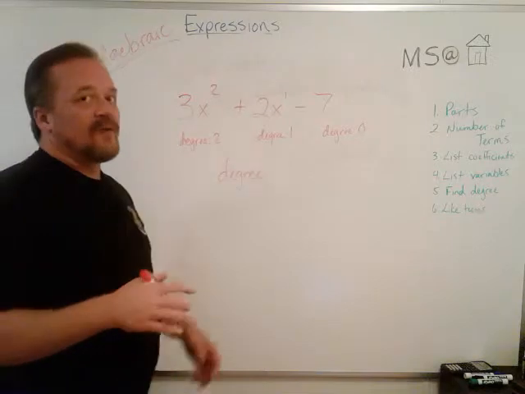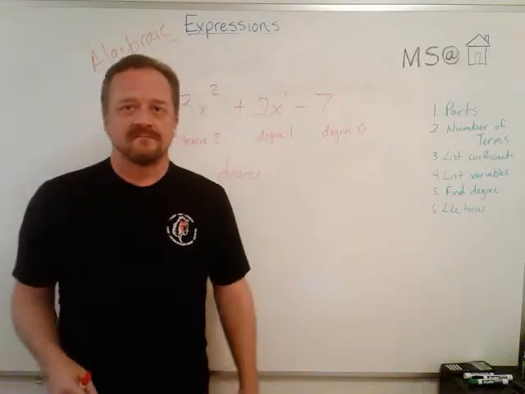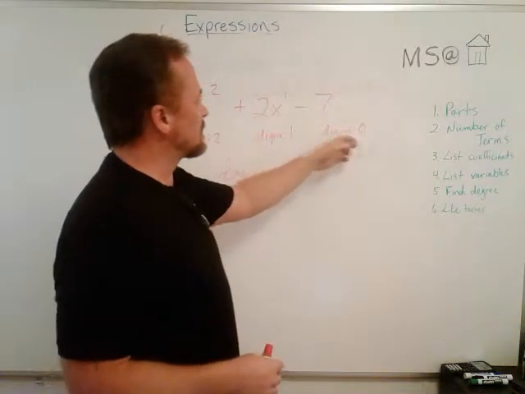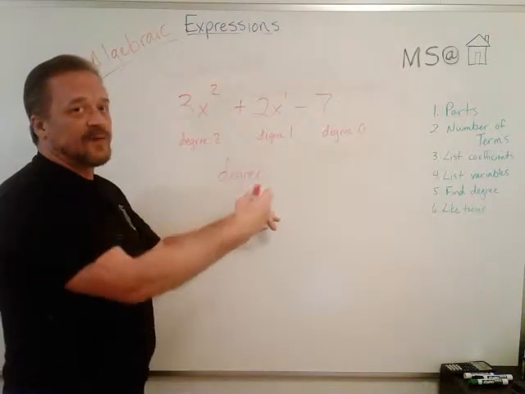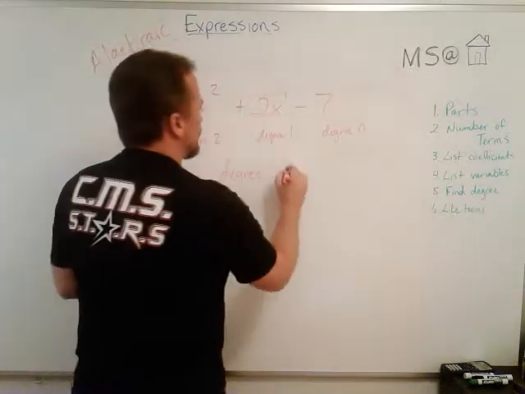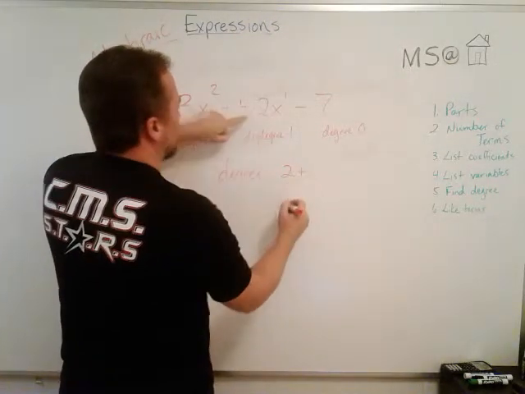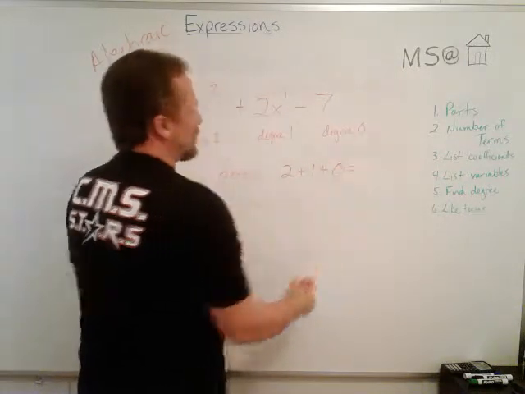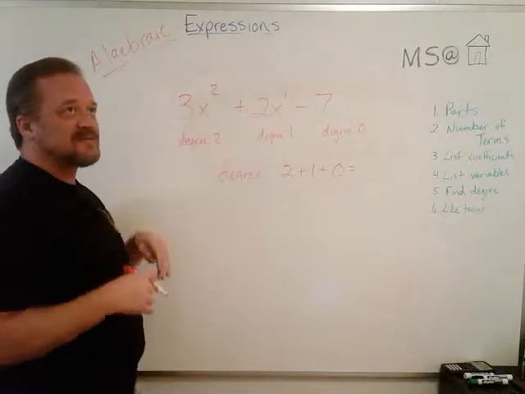So I have the degrees of all of my terms, okay? What's the degree of the whole expression? Well, this term has 2, this term has 1, this term has 0. The degree of the entire expression is just adding them all up. It's the sum of all those degrees. So basically I have this term plus this term plus this term. So the degree of this expression is 3.